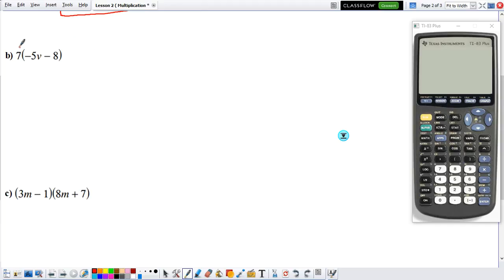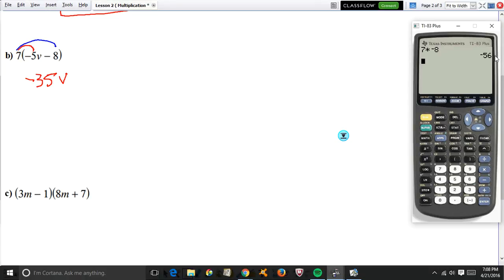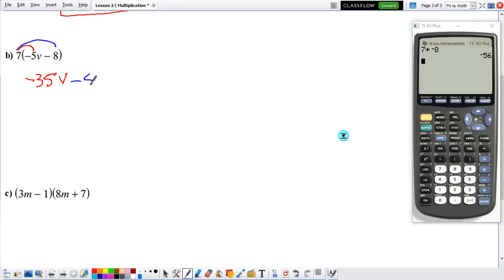Here, again, we only have 1 term, and the other expression has 2 terms, so I need to distribute that equally. So let's distribute the 7: 7 times negative 5b is negative 35b. Now 7 times negative 8, which we find to be negative 56. Now we ask, is there anything that I can combine this with? No, there's not. So that means that this is our final answer.